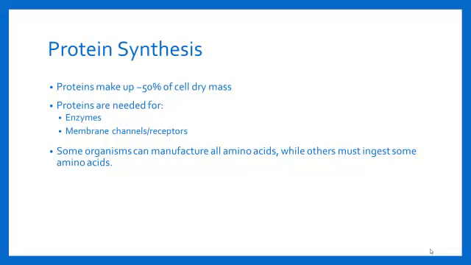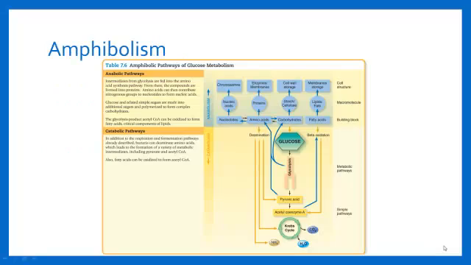As we talked about in previous chapters, proteins make up 50% of the dry weight of the cell. This means that this is a major component that must be synthesized within the cell. There are 20 amino acids that are needed to form proteins in the cell. Some cells can manufacture all of these amino acids, while other organisms have to actually ingest or bring in these amino acids in order to use them to make new proteins. So how does the cell do this? It is through a process known as amphibolism.